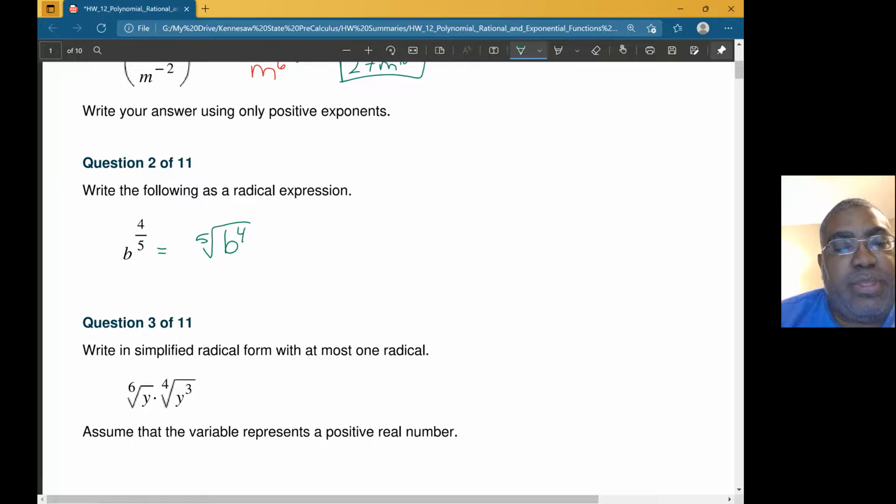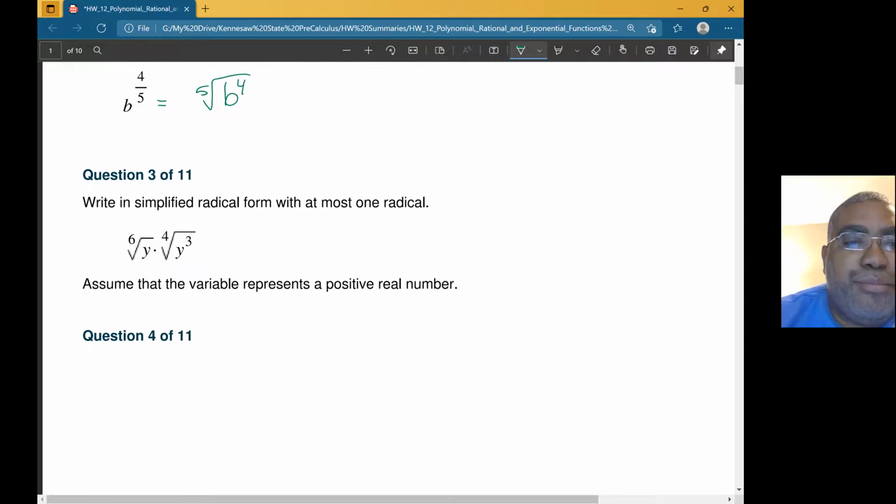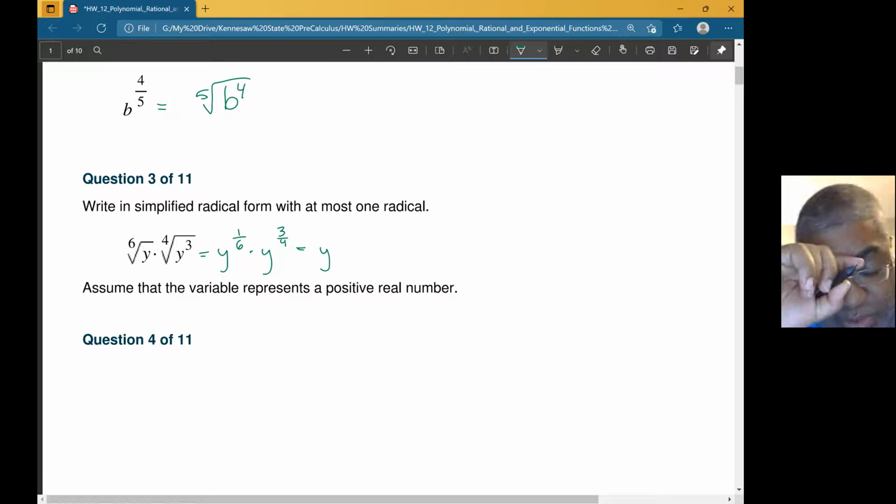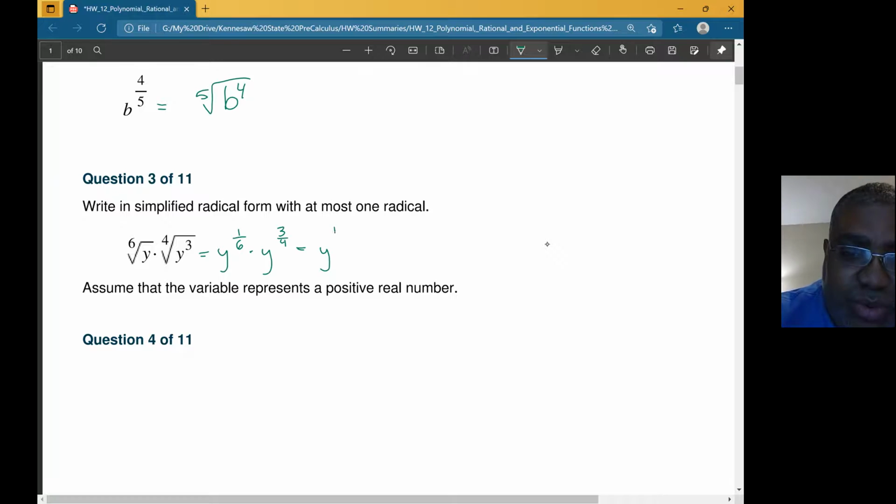Okay. Number 3. Write in simplified radical form with at most one radical. So you have to combine these. I like to change these to fractional exponents. So this is y to the 1/6 times y to the 3/4. You add exponents if they have the same base and they're multiplied by each other. So y to the 1/6 plus 3 over 4.